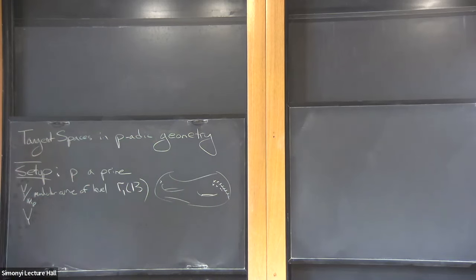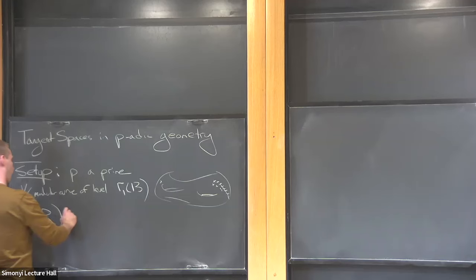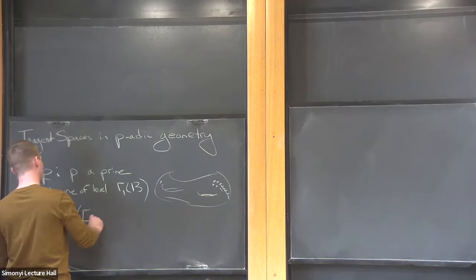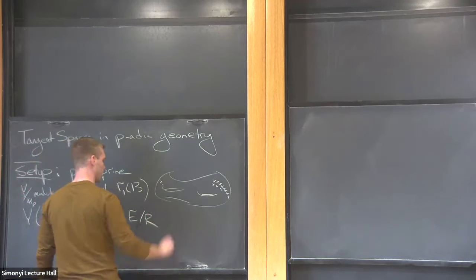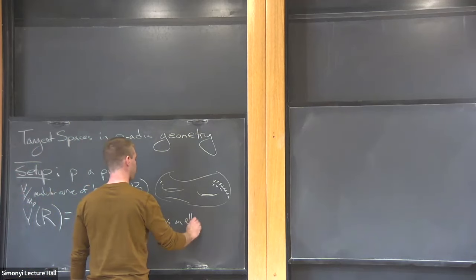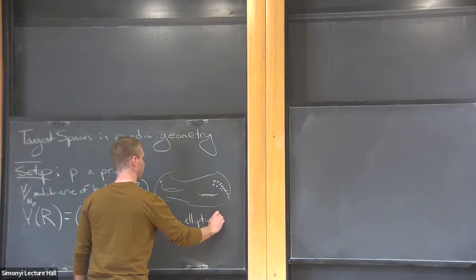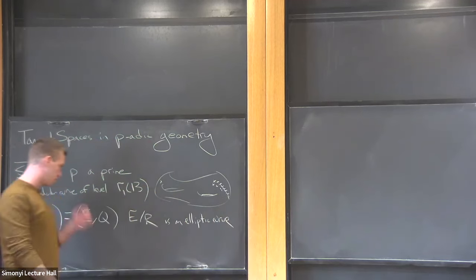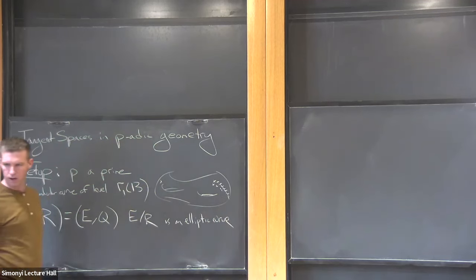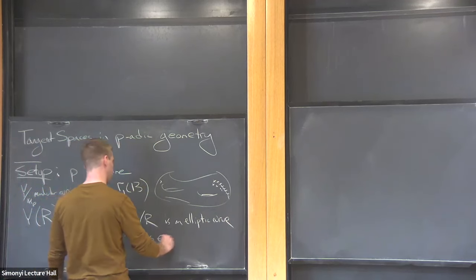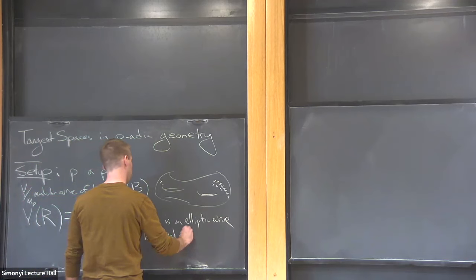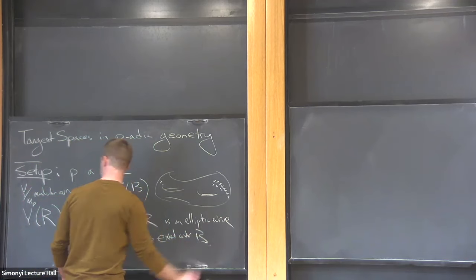And so if I take Y and evaluate it at some ring R, this just gives me isomorphism classes of pairs (E, Q), where E over R is an elliptic curve, which you can think of just as gluing together Weierstrass equations locally over Spec R, and Q has exact order 13 on each geometric fiber. Okay, so this is some classical concrete thing.